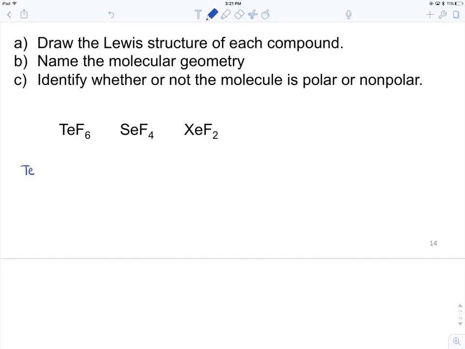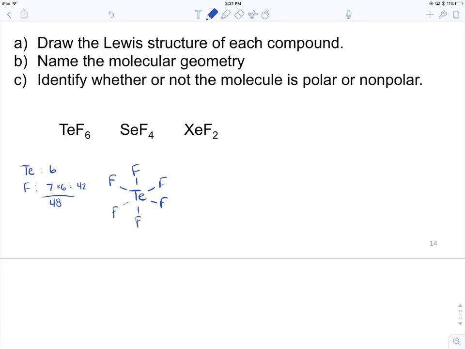So we have tellurium here, and we have 6 electrons in its valence shell. Fluorine brings 7. There are 6 of those. So we have a good number of electrons here, 48 electrons. And the next step would be to build our framework. So I'm going to put all of those fluorine atoms about that central atom.